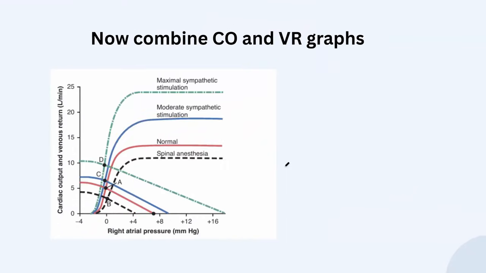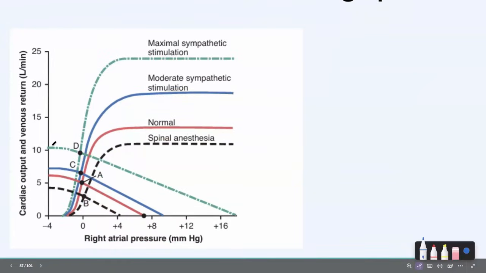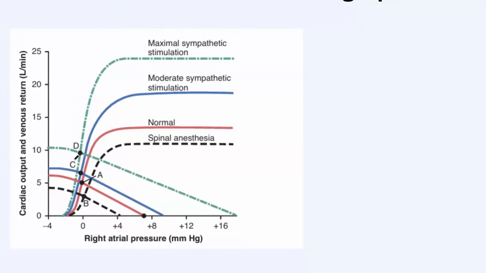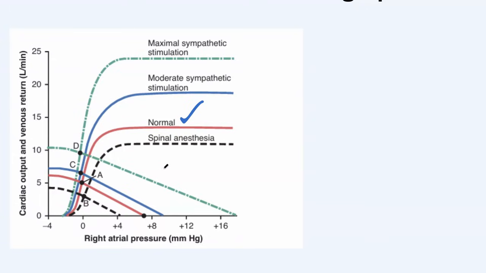So let's go to the very, very exhausting graphs. I know this looks crazy, but bear with me. So you have 4 versions of the venous return graph, and you have 4 versions of the cardiac output graph. Okay. Now the normal ones are the red ones. Just keep this in mind. This is the normal cardiac output, and this is the normal venous return graph. You can see here, right atrial pressure at 0, it's 5. Cardiac output and venous return are 5.